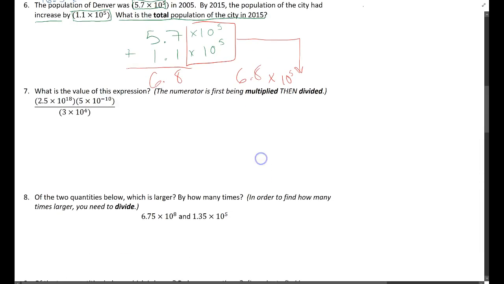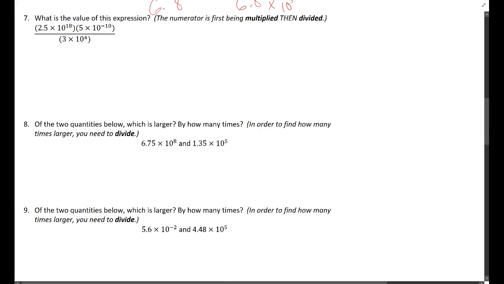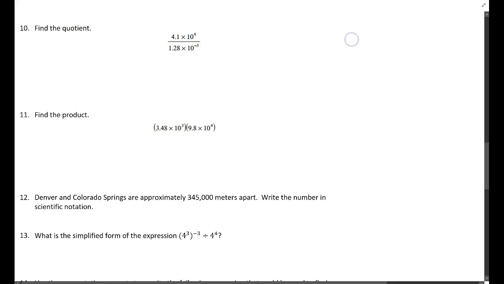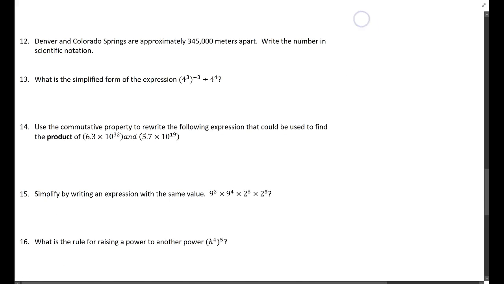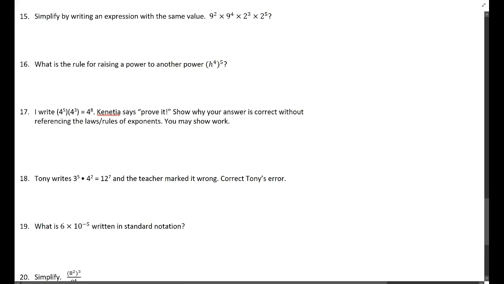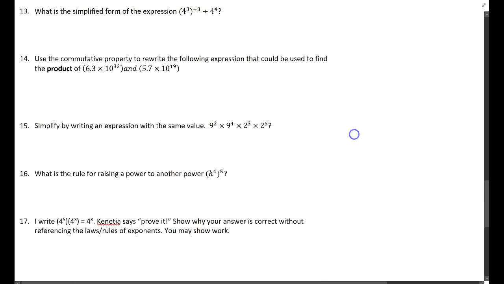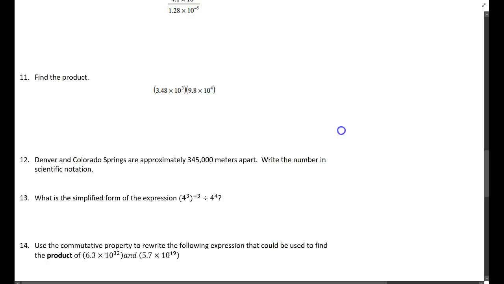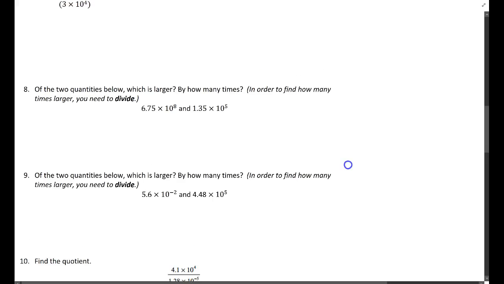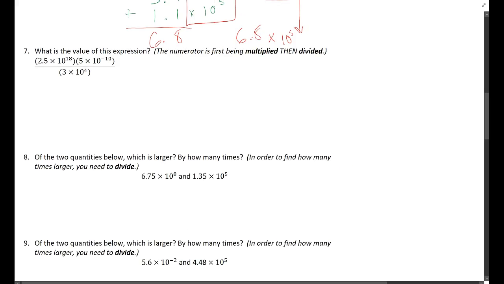Now, on to some slightly tougher questions. I'm going to show you number 7, I'm going to show you number 8, and then I'm going to encourage you to work on the remainder of these on your own, because none of these others are super tough. We'll also address really quickly question 15. So, what is the value of this expression? The numerator is first being multiplied, then it is being divided. So let's do the multiplication first, then the division.